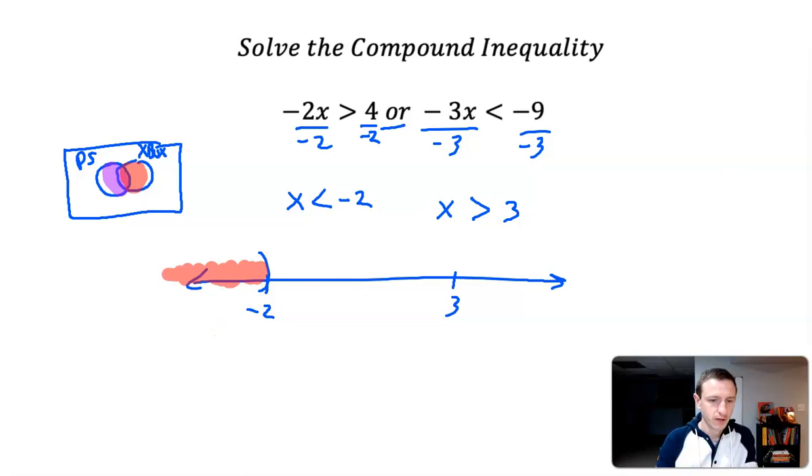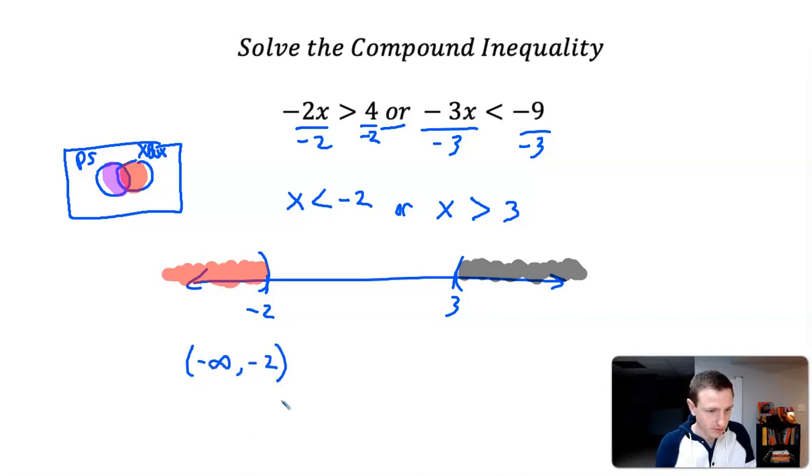Over here, x is greater than 3. So all the values greater than 3 would be this way. Greater than 3, values greater than, not including 3. So it says x is less than negative 2 or x is greater than 3. So the solution could be any number in this red region or any value in this black region. So my solution set then is going to be from negative infinity to negative 2, parentheses. We don't want to include negative 2.